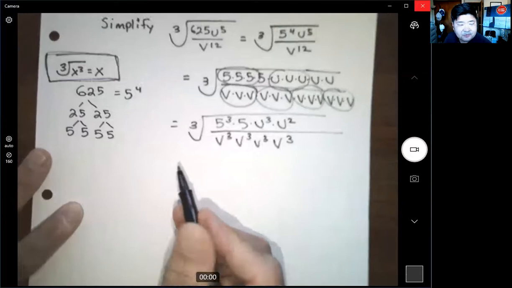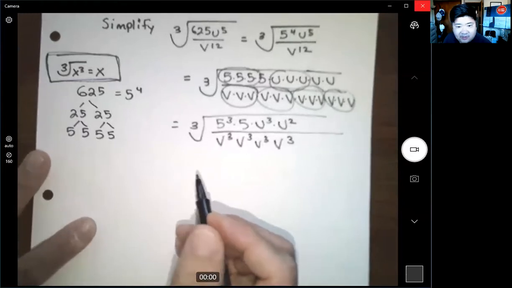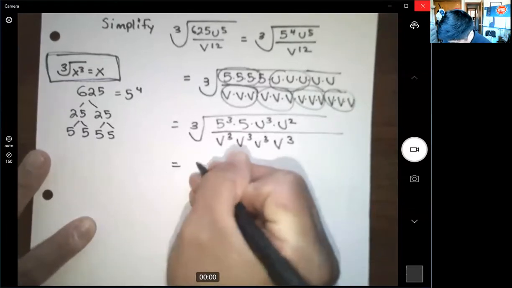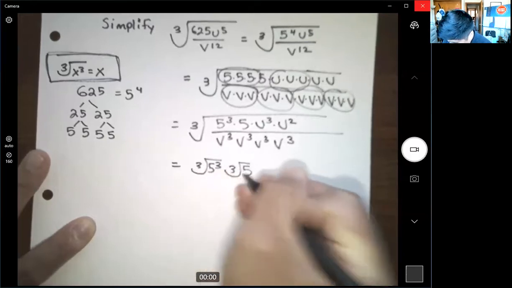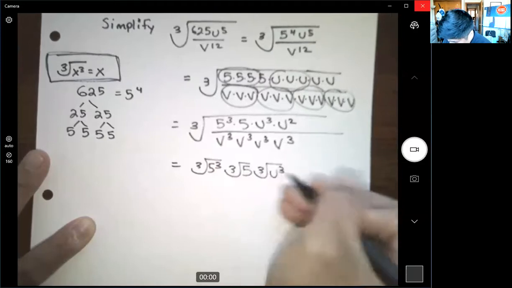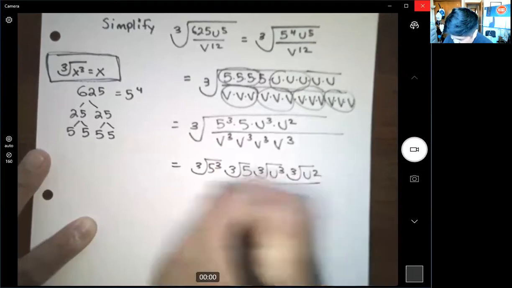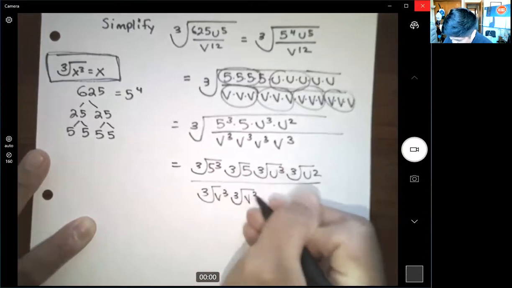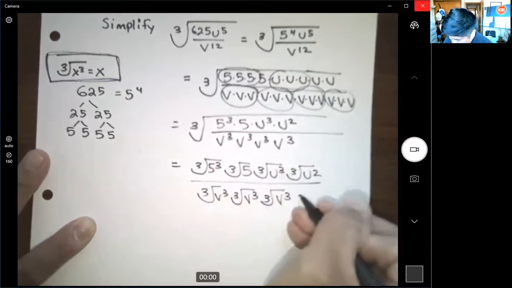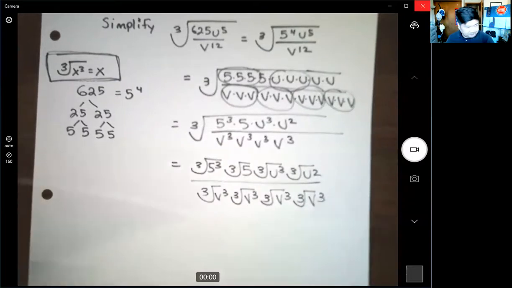And now I am going to rewrite this as cube root of 5 to the 3rd, cube root of 5, cube root of u to the 3rd, cube root of u squared, all over cube root of v to the 3rd, cube root of v to the 3rd, cube root of v to the 3rd, cube root of v to the 3rd.